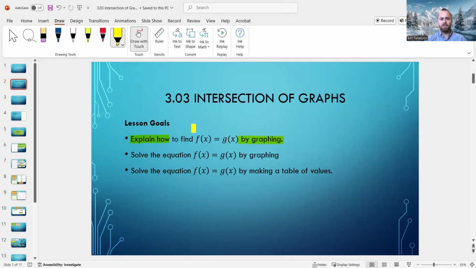Now, what does f of x equal g of x mean? That means solutions. So also solve the equation. Find the solution given two functions, again by graphing. Solve the equation of two functions by making a table of values. Now today you won't be asked to make a table, but you'll be asked to look at a table and use it to help answer these questions.